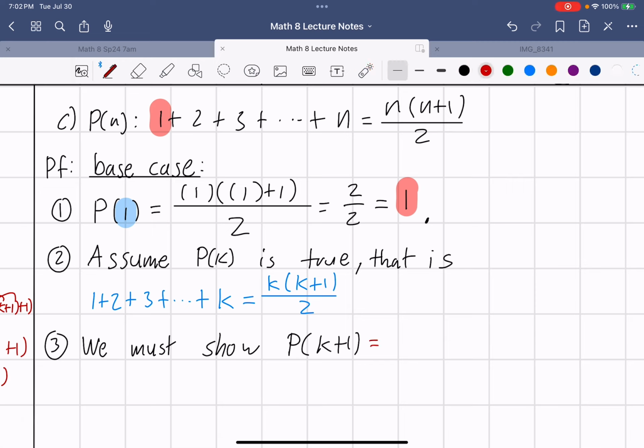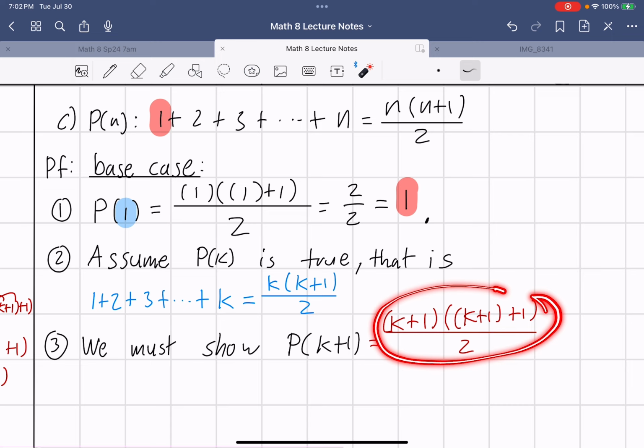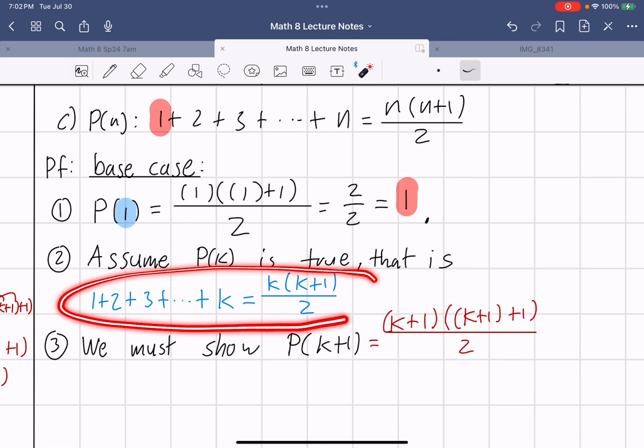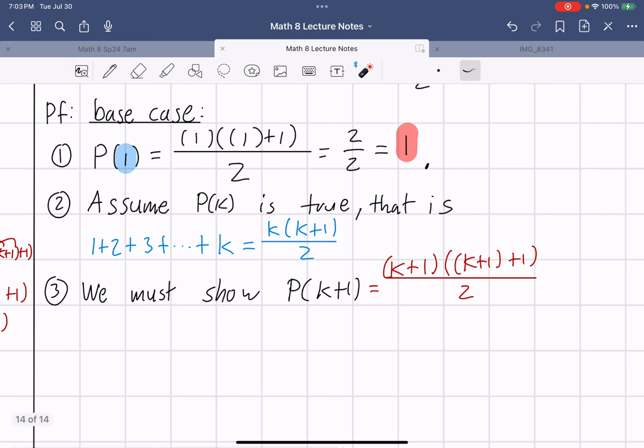But I always like to write out what it means to have that K plus 1. You can do without this, right? I'm just writing this here as a goal for me. This is because I'm trying to show P of K plus 1, but the same way I said P of K is true, what does that mean? That means that this is true. But what it means for K plus 1 to be true is that this outcome is going to happen. That's what I'm ultimately looking for.